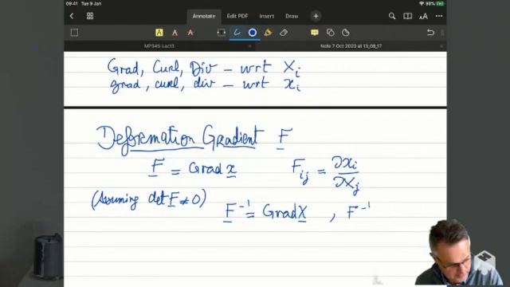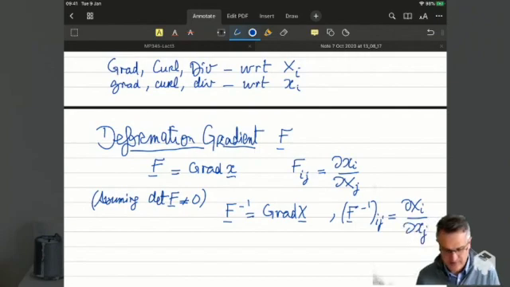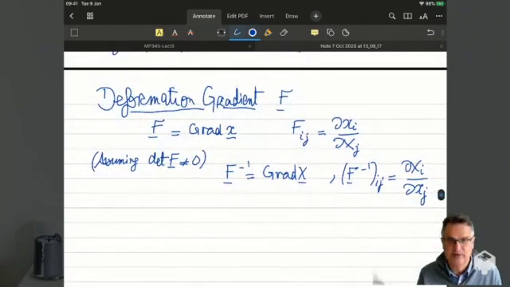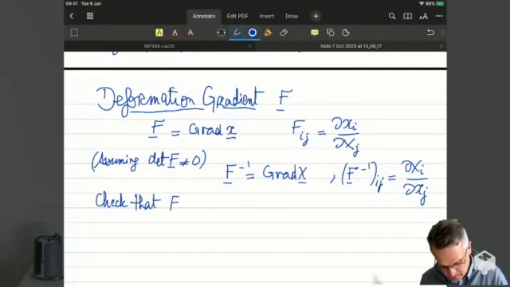F minus 1, ij, xj. So that's not obvious. I just gave it to you, but we can check that it is indeed the case. So how do you check that two tensors are indeed the inverse one of each other? You just take their product and see if it gives you the identity. Check that F minus 1 is indeed the identity.